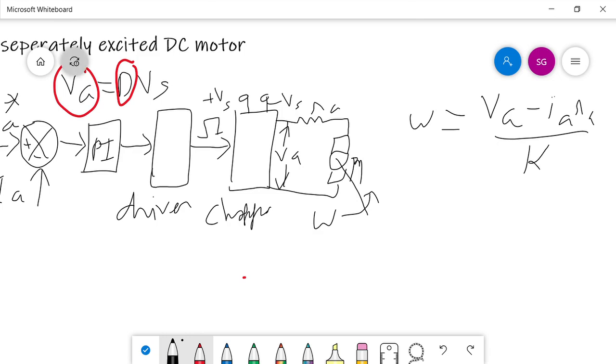And so this VA can be controlled by varying this duty ratio. And how will this duty ratio change? This ratio will change as per the controlled error signal received by the driver, EC.